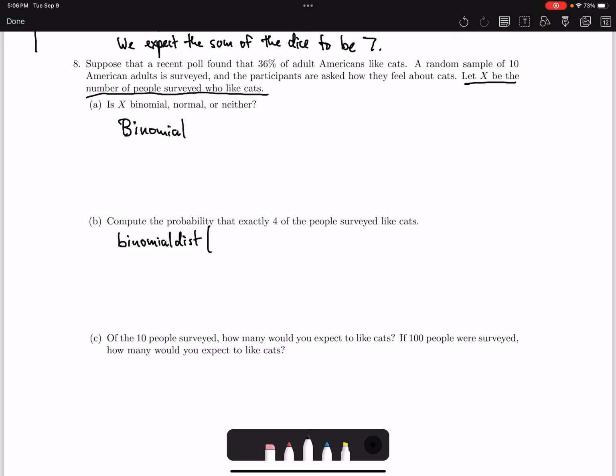Our sample size was 10. We had a random sample of 10. And the probability of success was 36 because 36% of American adults like cats. Of course, you have to put that in as a decimal. And then we're going to look for the probability that exactly 4 liked cats. So when we go to put this into decimals, we'll have to write it this way.